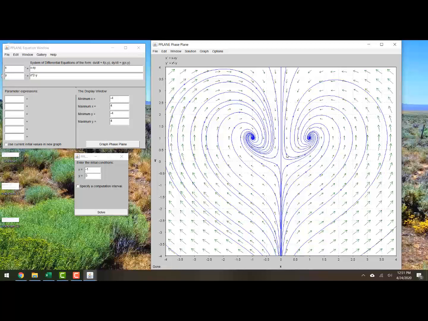No solution will approach the 0, 0 unless that solution starts on the y-axis. So if you start on the y-axis, there will be no left-right movement. It'll only have vertical movement down to this, which will be a sink as well. At least it sinks along this direction, but they repel in the other direction. So this is more like a saddle here, and then a spiral sink and a spiral sink.